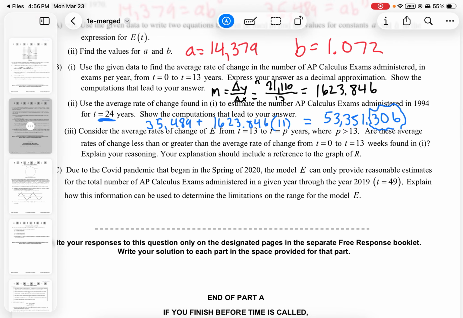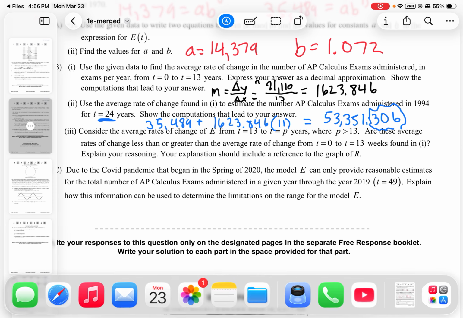Okay, so now we've got 4 points. The last two are a little harder to get in this one. Consider the average rate of change from t equals 13 to t equals p years, where p is greater than 13. Are the average rates of change less than or greater than the average rate of change from t equals 0 to t equals 13 weeks found in part B? Explain your reasoning.